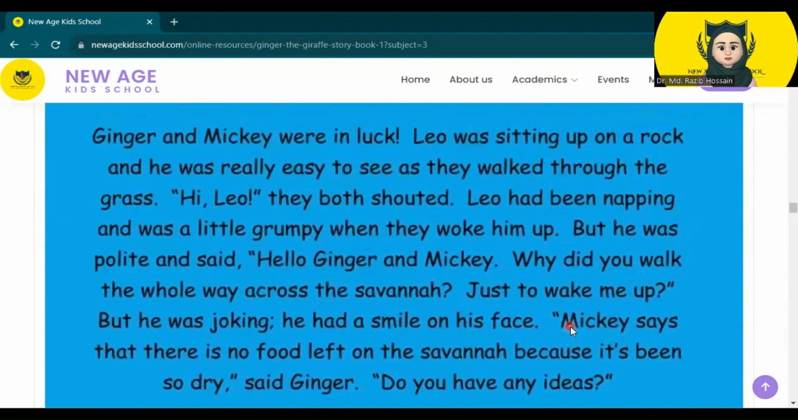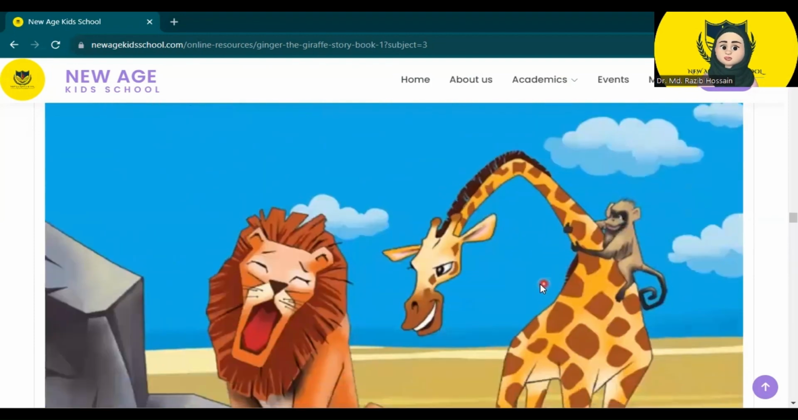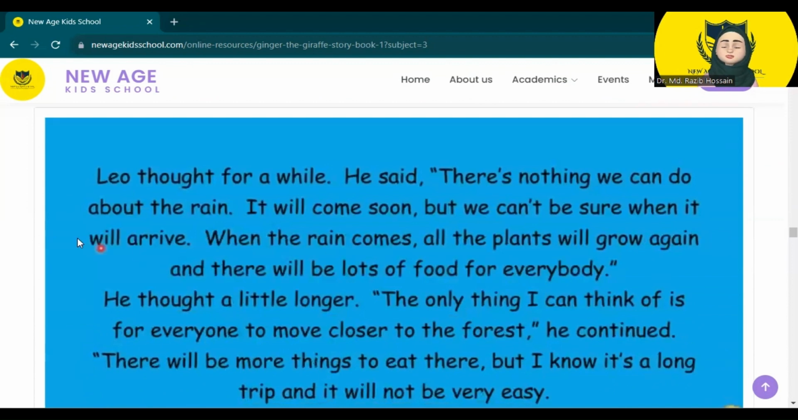In this para, we learned that when Mickey and Ginger went to look for Leo the lion, they saw him sitting up on a rock and they could see him easily. So they both shouted, "Hi, Leo." But Leo was sleeping. So he woke up and said, "Oh, hello, Ginger and Mickey. Did you walk the whole way across the savannah just to wake me up?" He was really joking. He was not serious, you know. He was smiling. Ginger said in a very worried voice that there is no food, Mickey is saying. Do you have any idea about it? Now let's move on to page number 7.